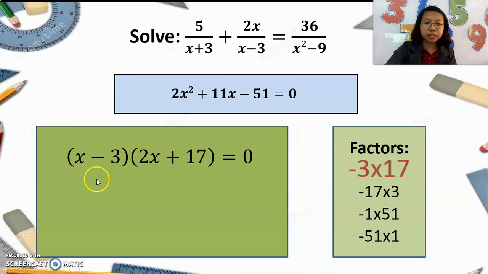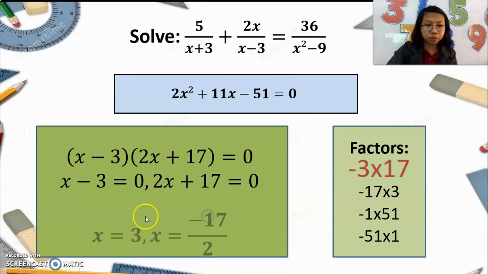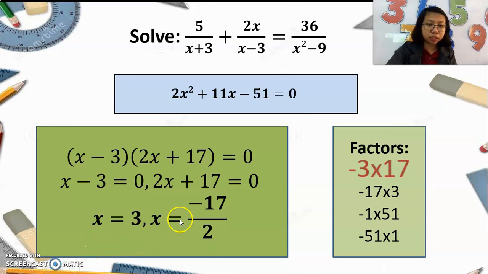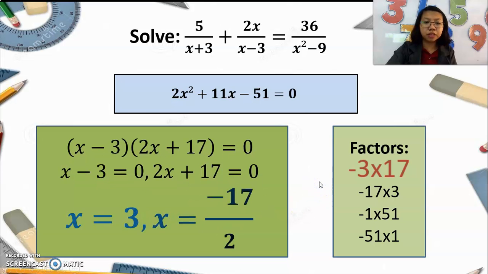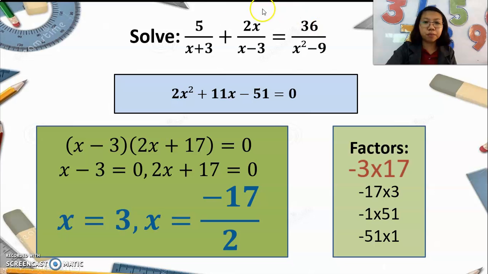So, we will have x minus 3 times 2x plus 17 for the values of the factors. And then, getting the value of x, we will have x equals 3 and then the other one is x equals negative 17 over 2. Okay, so that will be the values of the roots. So from this equation, we can transform it to this equation and then we can get the values of the roots. So we have x equals 3 and then the other one is x equals negative 17 over 2.